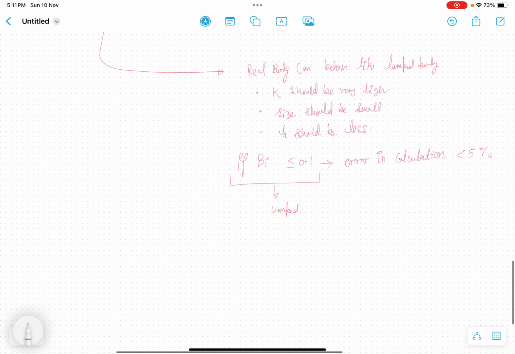So in summary, the lumped body is the one for which the internal temperature drop is very small, and it means internal conductive resistance is very small, or temperature changes only with respect to time. There is no variation of temperature with respect to location for a lumped body. Okay, so we will use this lumped heat capacity method to derive the temperature change with respect to time in the coming lectures. Thank you.